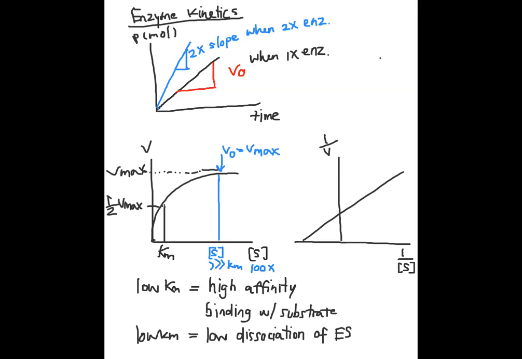And there are 2 points that you need to pay attention to: the y-intercept and the x-intercept. The y-intercept would give you the value of 1 over Vmax, okay? Not just Vmax, but 1 over Vmax. And the x-intercept would give you the value of minus 1 over Km.